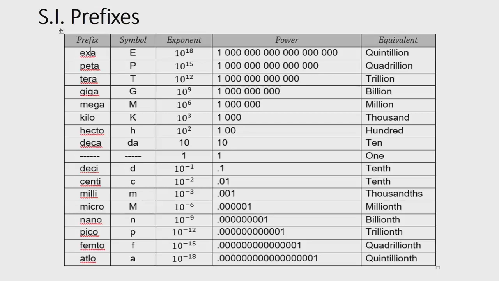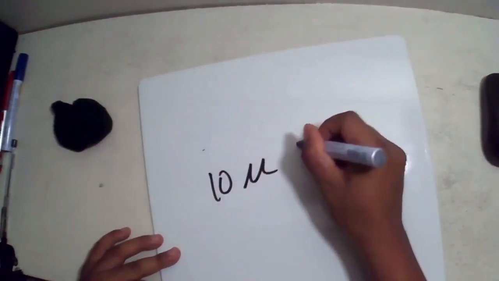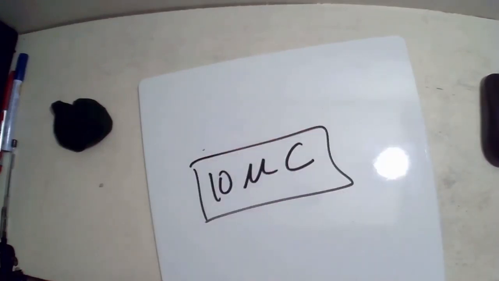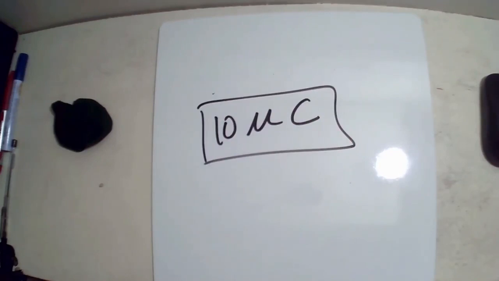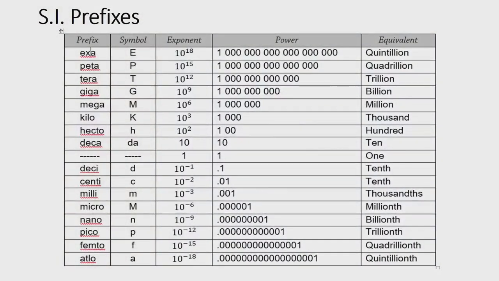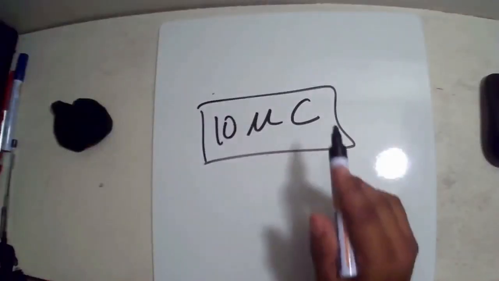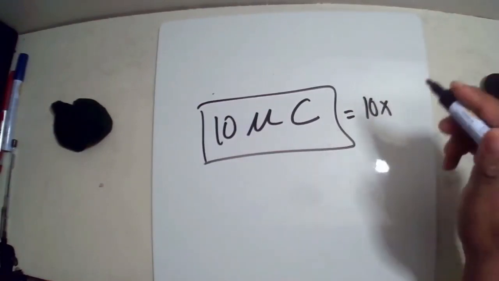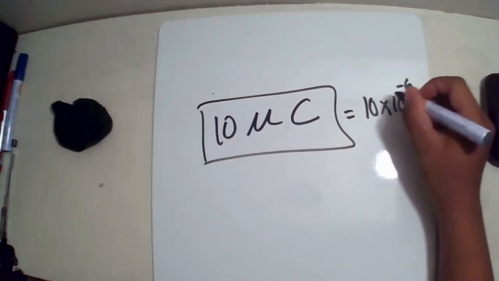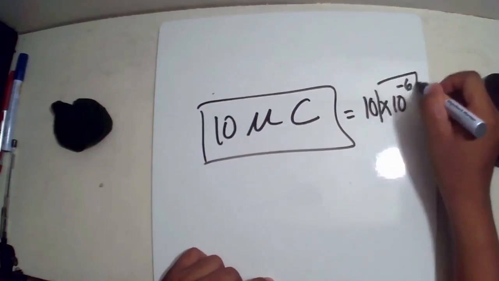Why do we need to familiarize ourselves with SI prefixes? For example, we are given a value of 10 microcoulomb. We cannot compute or understand this value if we don't know our SI prefixes. For micro, if we go back to our table here, the exponent is negative 6. That means 10 microcoulombs is equal to 10 times 10 raised to negative 6.